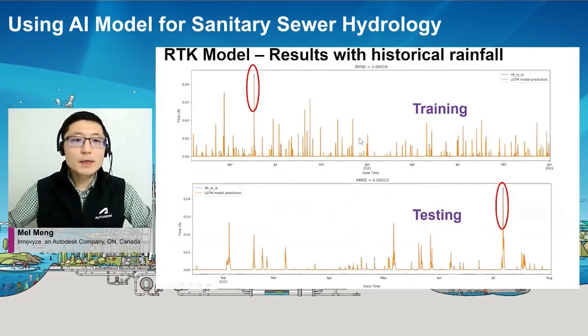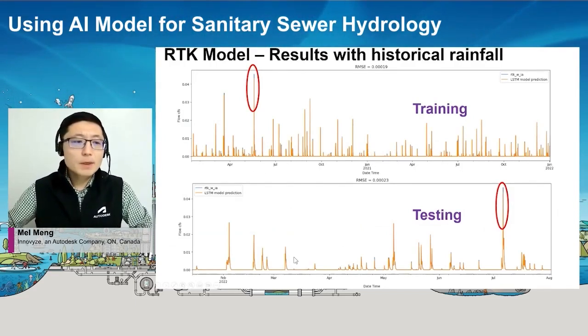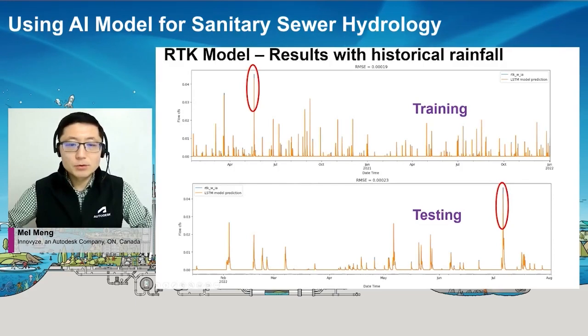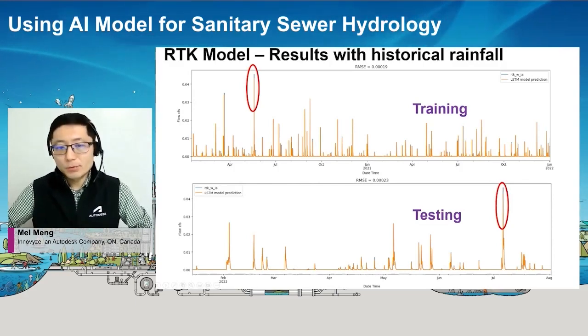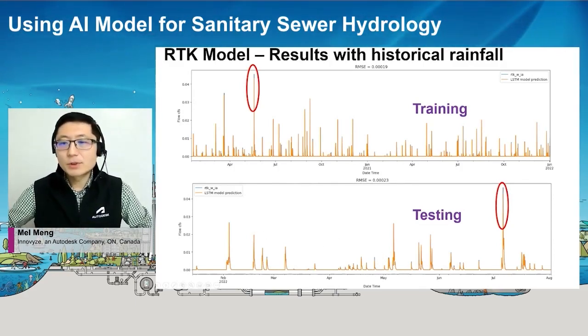So I trained the model on the data from 2020 and 2021. And then I tested the results, so the model hasn't seen the data in 2022. So this is 2022 data. It looks pretty good. Other than this one, everything else looks very close.